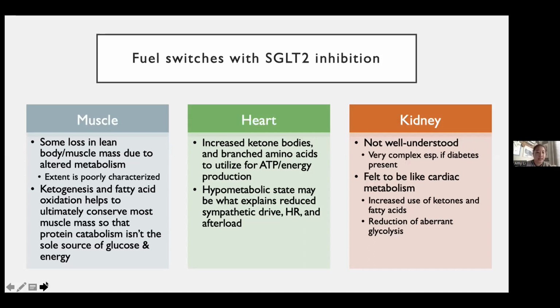Talking about fuel switches in the kidney, it's a little bit more complex. We're going to talk about it in greater detail, but it's very complex when diabetes is present. But it's felt to be somewhat like cardiac metabolism, where the kidney will start to use more ketones and fatty acids. We'll also talk about a study that showed aberrant glycolysis happening in the kidney in diabetes, and that SGLT2 inhibition helps to modulate which metabolic pathways we're using for fuel and for ATP production. All right, next slide.